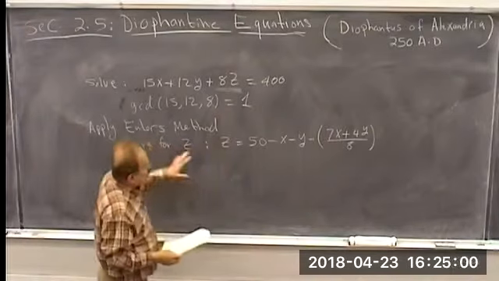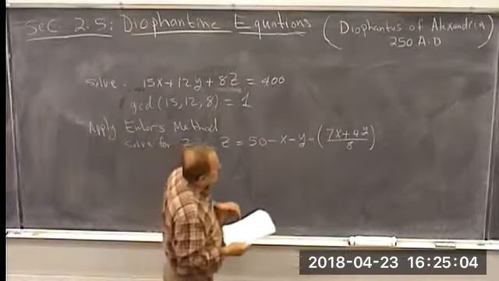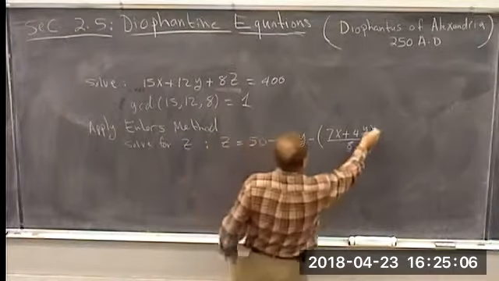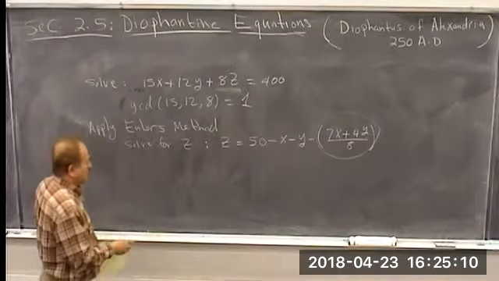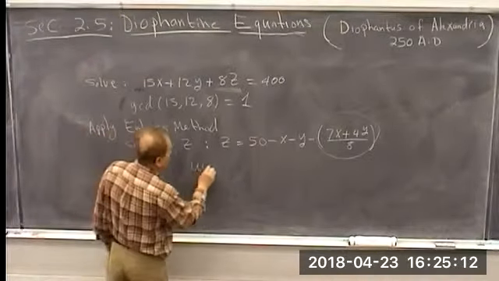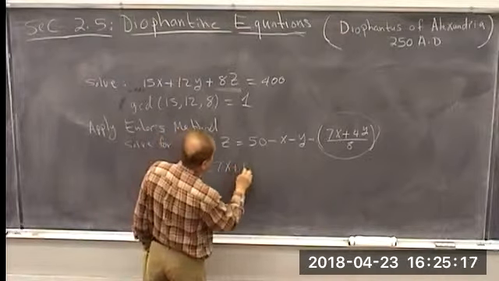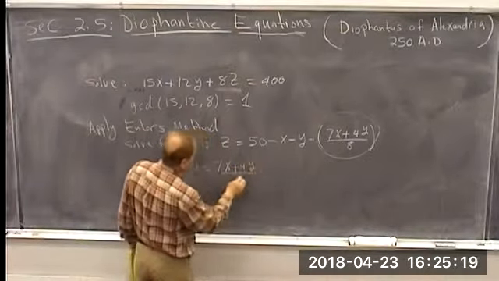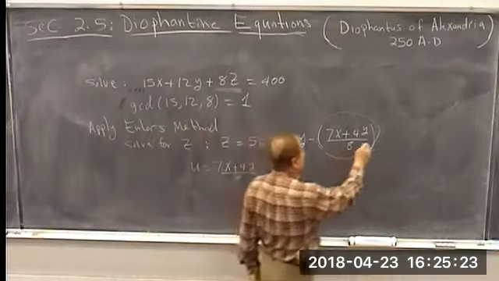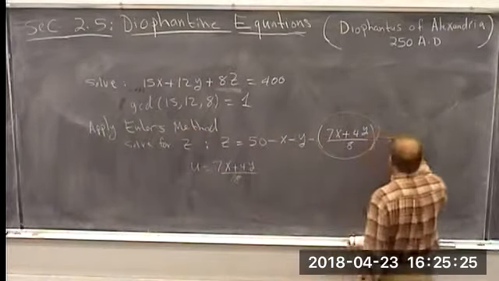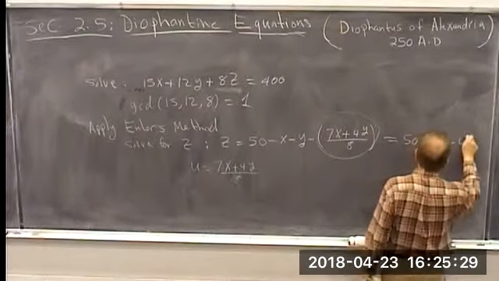Now we know that all of these are integers, so we're going to name this. Let me call this one u. So we're going to let u equal (7x + 4y)/8. Now with this, of course, the z becomes equal to, we could write it here, 50 minus x minus y minus u.